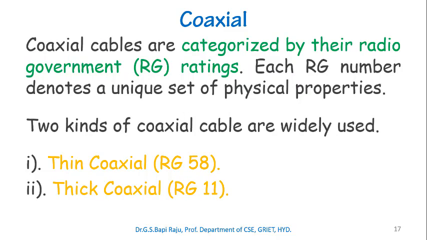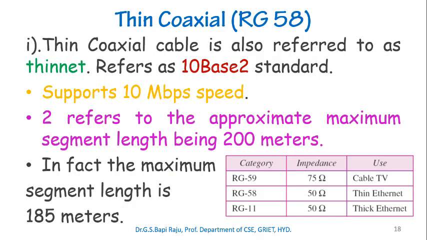Coaxial cables are categorized by radio government ratings. Each RG number denotes a unique set of physical properties. Here we have two types: thin coaxial RG58 and thick coaxial RG11. Thin coaxial cable is also referred to as thinnet, or 10BASE-2. Here 10BASE-2 means baseband, 10 means 10 megabits per second, whereas 2 is the maximum distance it supports, 200 meters. But in fact, it supports only 185 meters.